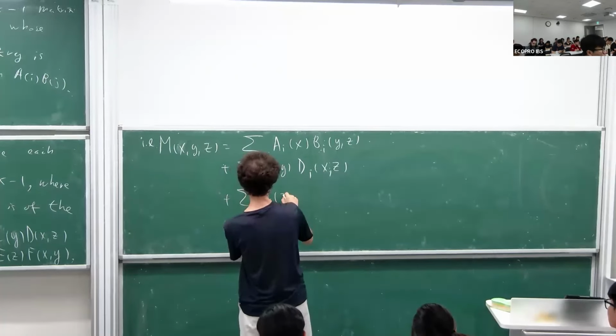Let's prove this. Let's say v in U is a vector with the largest number of non-zero entries.